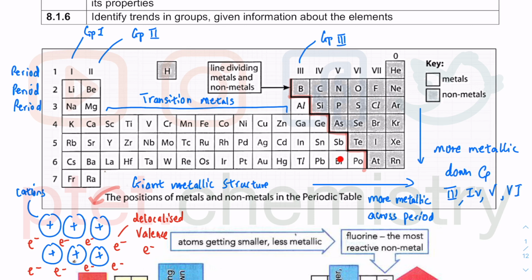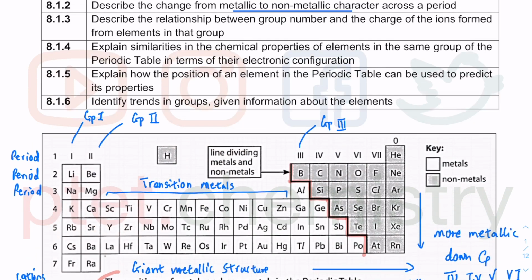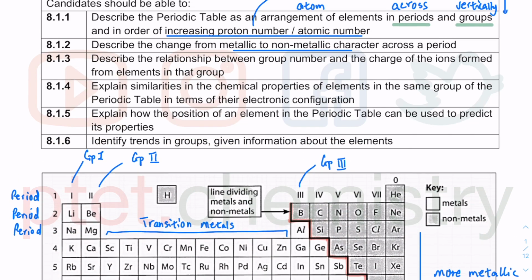You don't deal with bismuth or antimony or polonium, for instance, which is radioactive, but these are metallic as they have more metallic character compared to their non-metals further up in the groups. Then describe the relationship between group number and the charge of the ions formed from elements in that group.